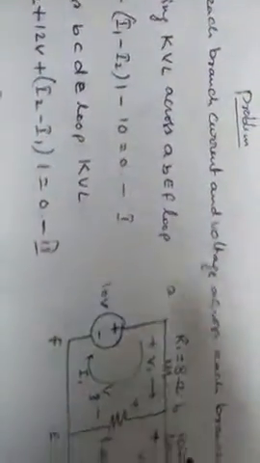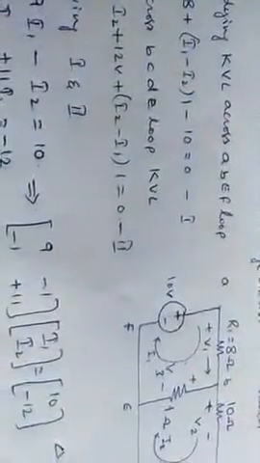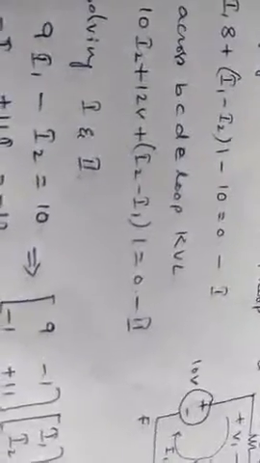So the branch voltages here: 8 volts we got, here minus 10 volts and here 2 volts. This way we can simplify the network by using the KVL.